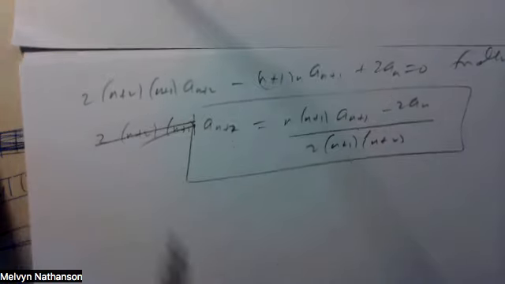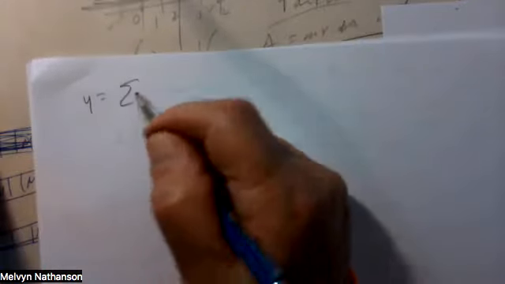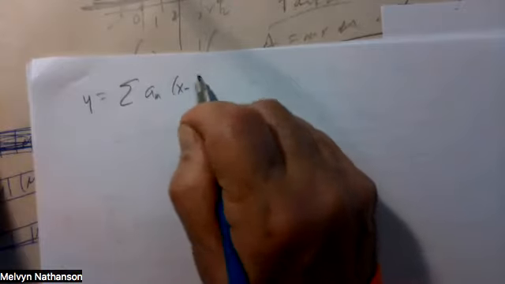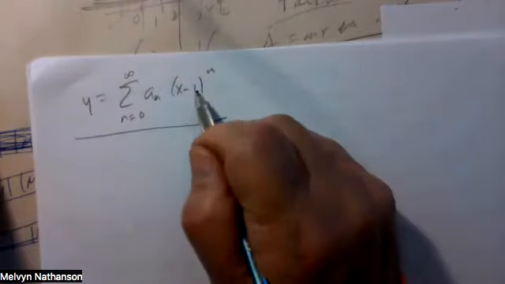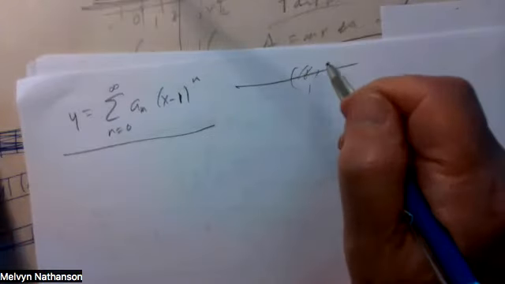Let's look at another example. Suppose we have a function y, a power series centered around 1. It would look like the sum of a sub n times (x minus 1) to the n, n goes from 0 to infinity. So this is a power series centered around 1. On the number line, this will converge in some open interval around 1.